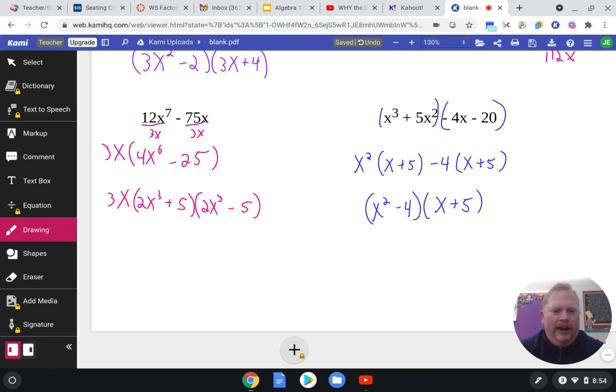Well, I'm taking a look here. That first set of parentheses is x squared minus 4. So I recognize that as difference of squares. So that's going to be x plus 2, x minus 2, and then x plus 5. So always remember, double check. Can you keep on factoring?